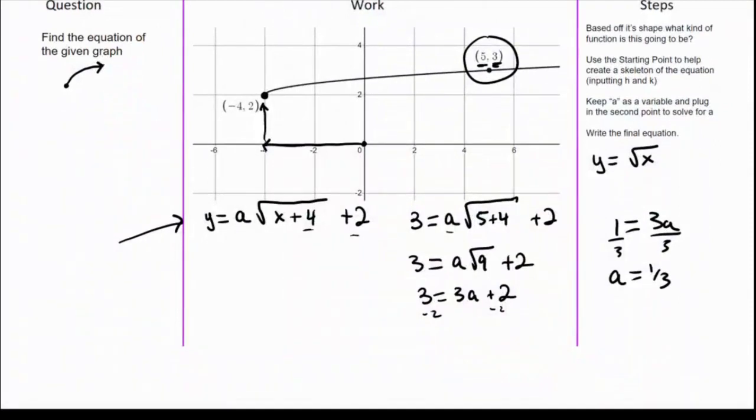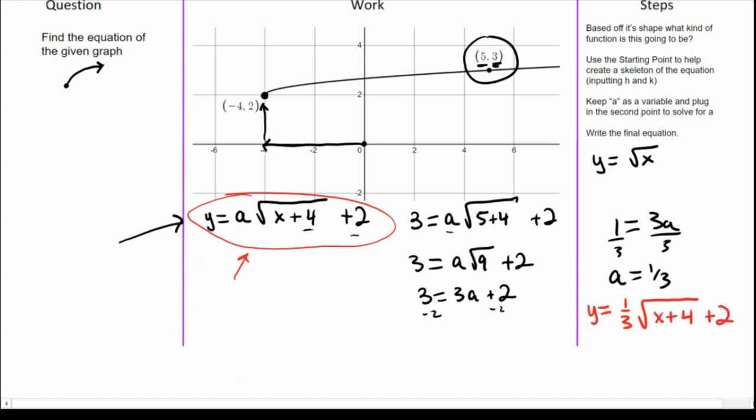Once I know that my a value is 1/3, now I can look back at this skeleton of an equation I created, and I have everything in this equation except for my a value, which I now know. So my final equation is going to be y equals 1/3 times the square root of x plus 4, plus 2.